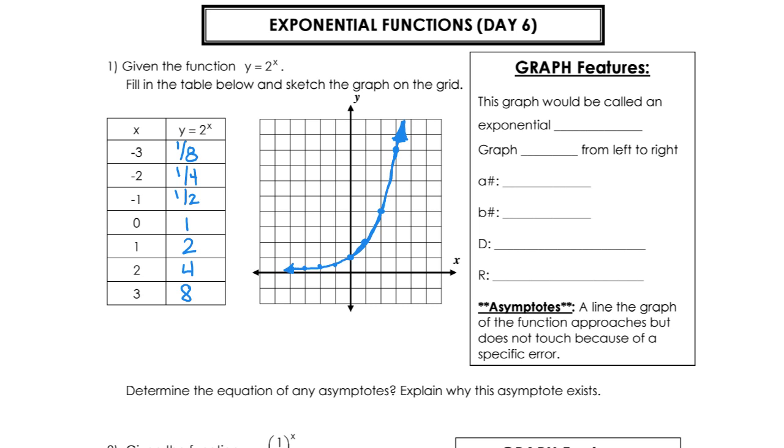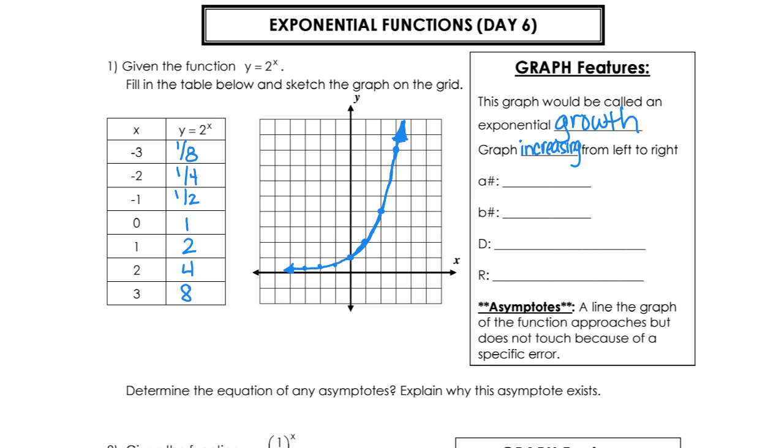All right, and we got some graph features we have to talk about. It says that this graph would be called an exponential growth. Okay. The graph is increasing from left to right. So as you read it from left to right, you're going up, or you can see that the graph is increasing. Okay. We're going to talk about A numbers, B numbers.